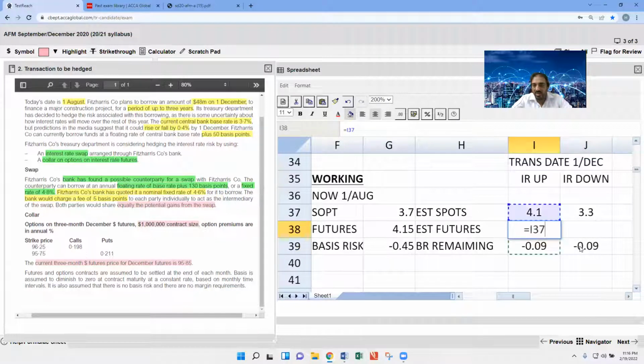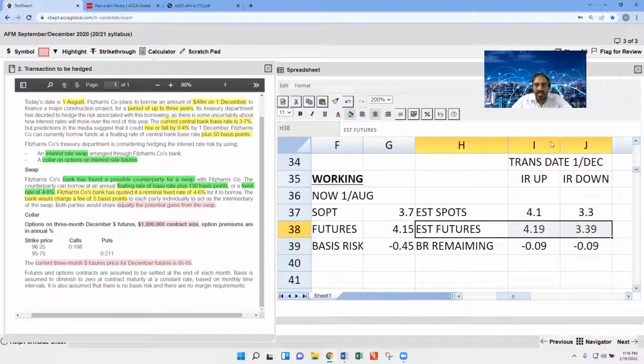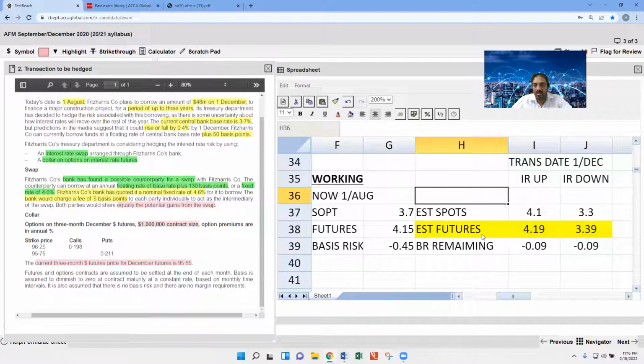Now we have to reverse the working. 4.1 minus this value is 4.19, and 3.3 minus this value is 3.39. So actually we required these estimated futures, and we have determined that if interest rate goes up, the estimated futures become 4.19. If interest rate goes down, that is 3.39.